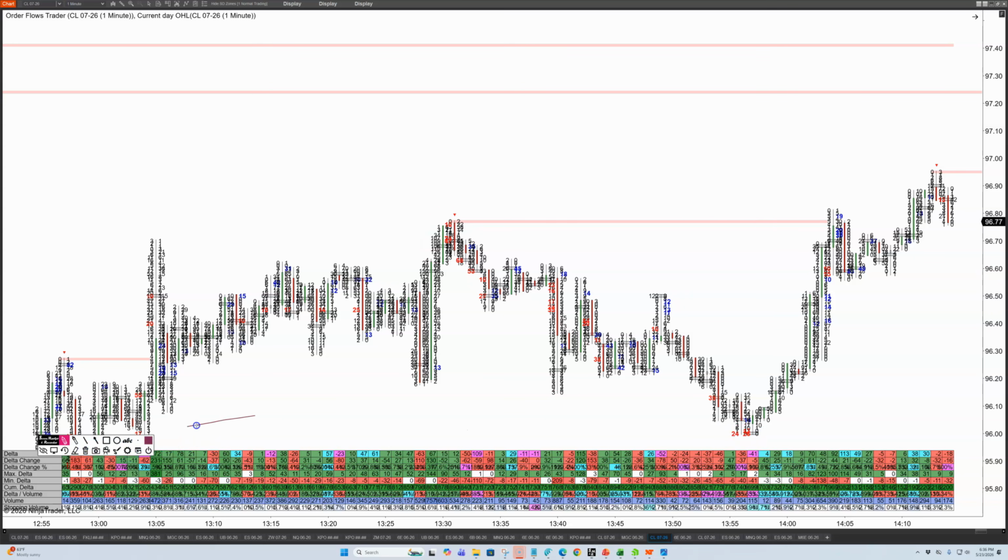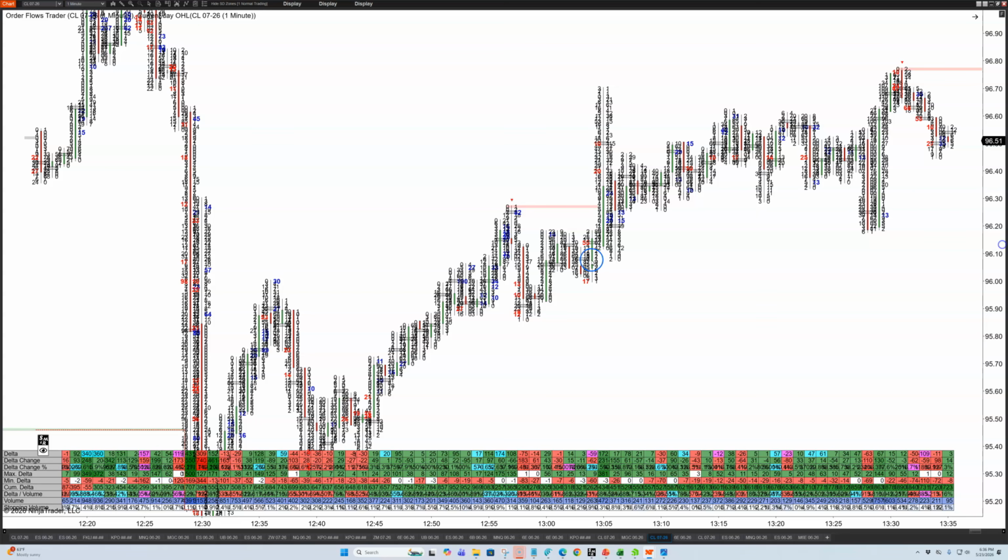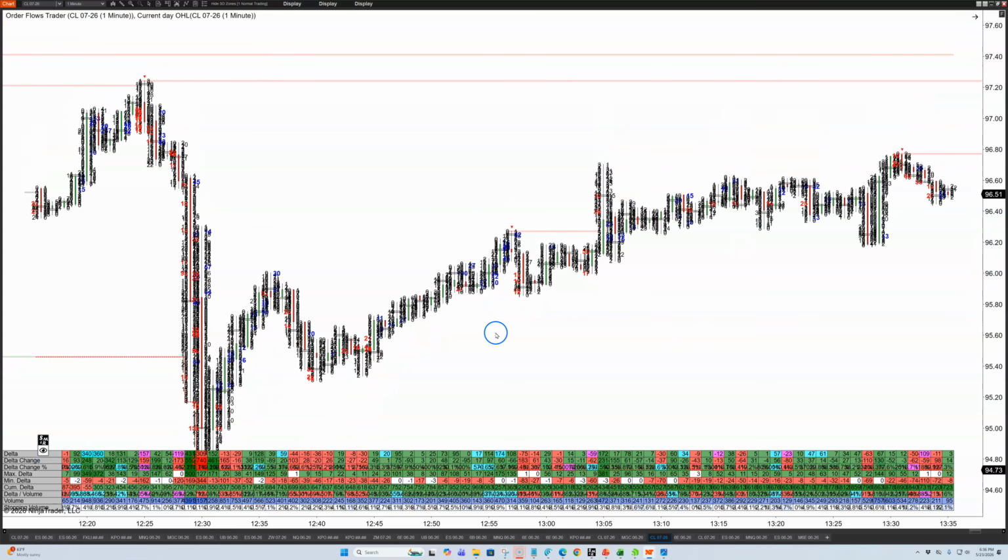Now here's a trade that doesn't look like it worked. Yeah, this one would have started to work, but that's just stopped you out. This one right here in the middle. Okay, fine. There's going to be some trades that stop you out. This marking tool. Let's see. Oh, look at this.